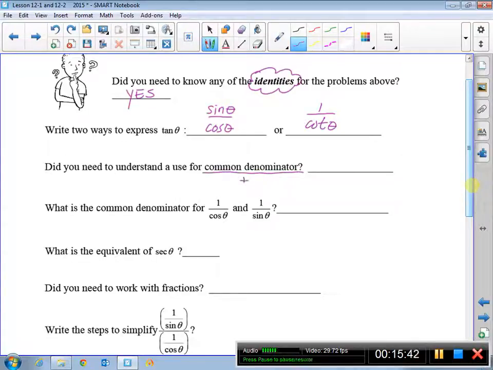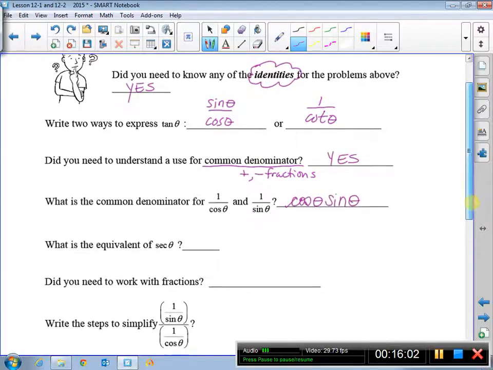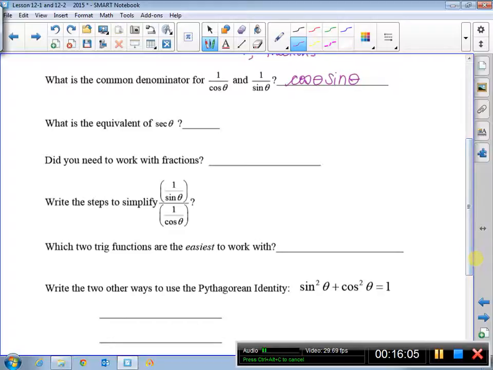Did you need to understand a use for common denominator? Yes, when we are adding or subtracting fractions, you need to know that you need a common denominator. What is the common denominator for 1 over cos and 1 over sine? So if I were adding or subtracting these, I'd need a denominator of cosine sine. What is the equivalent of secant theta? 1 over cosine of theta.